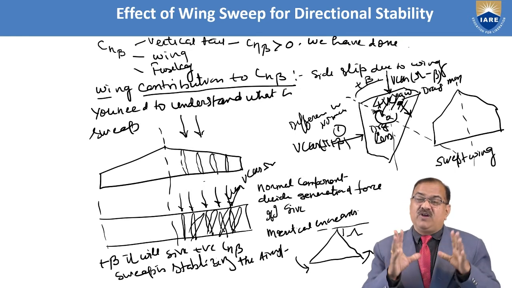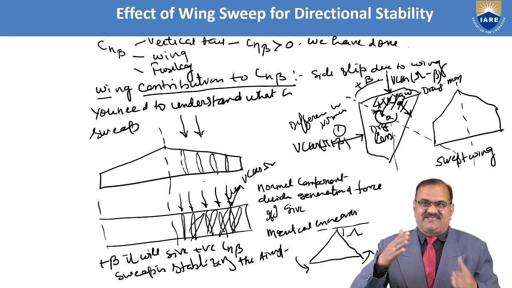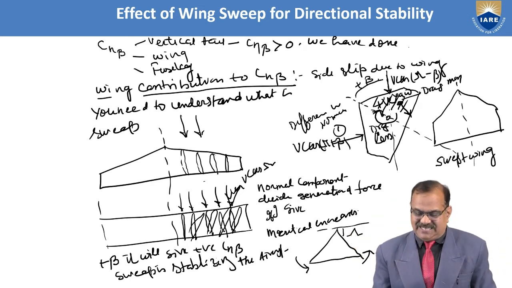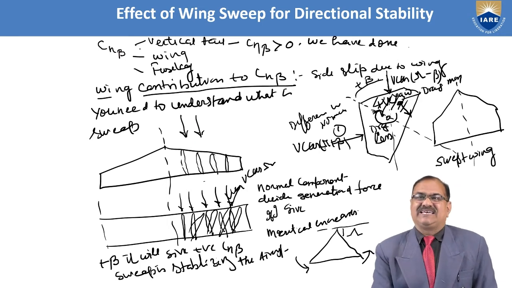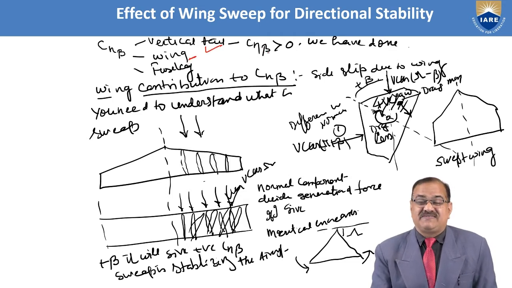Now, next parameter. We have understood the vertical tail. The next parameter affecting the aircraft's directional static stability is wing sweep. We know that wing sweep is not just sweeping the wing, but the aerofoil as well. In this diagram, this Cn beta is for the vertical tail, which we have completed. Now we are discussing the wing. Here Cn beta should be greater than 0, and this we have already completed. Now the wing contribution to Cn beta.